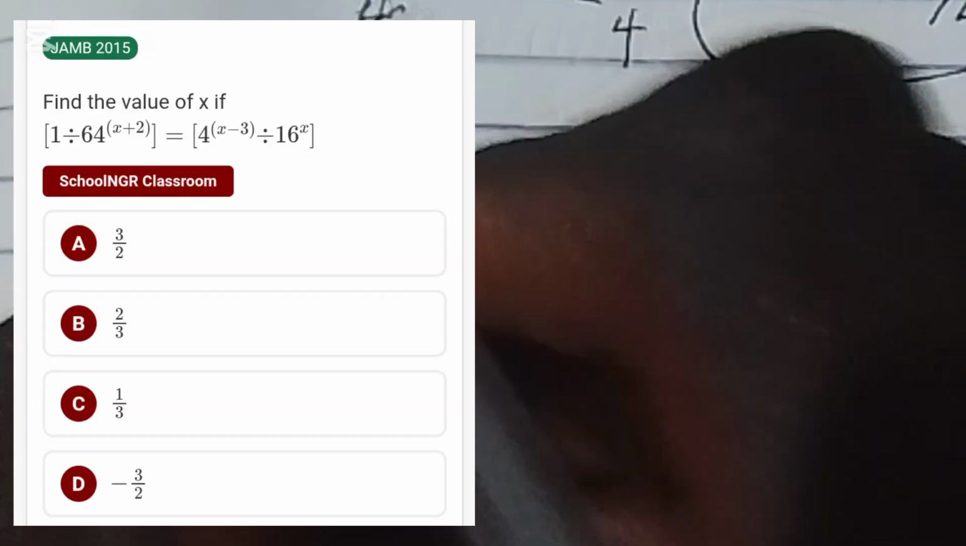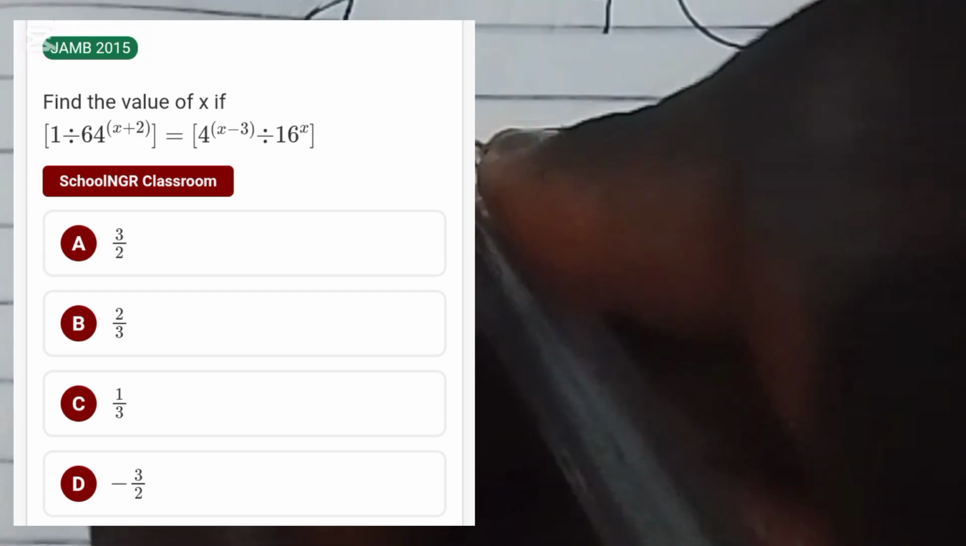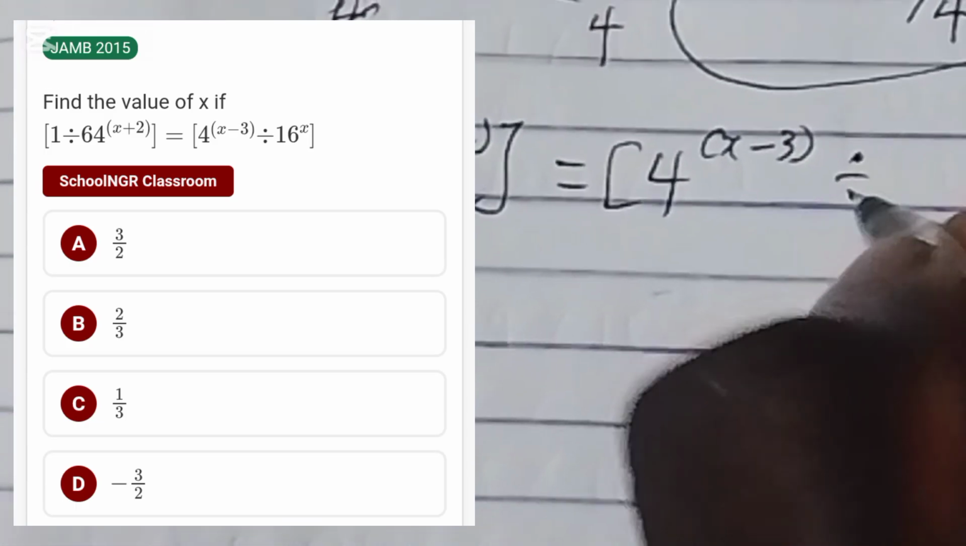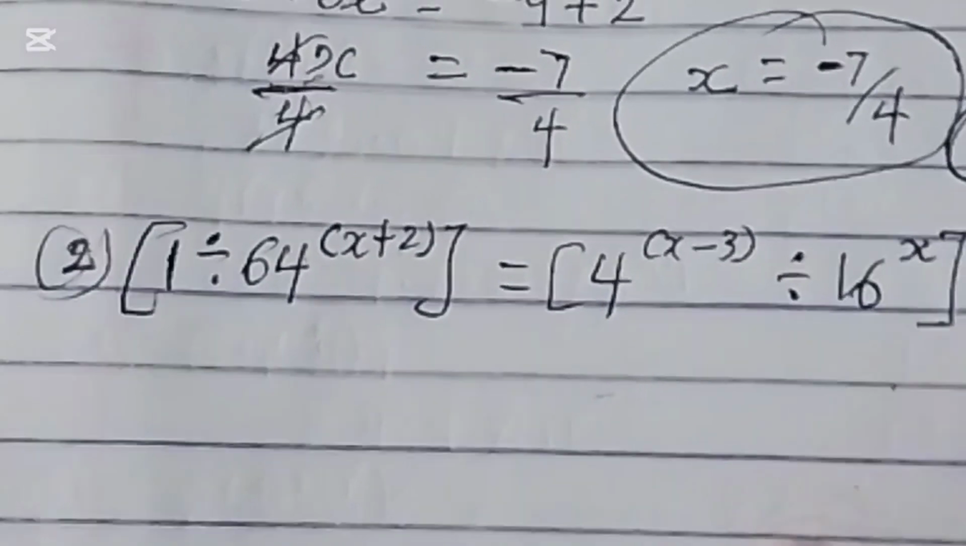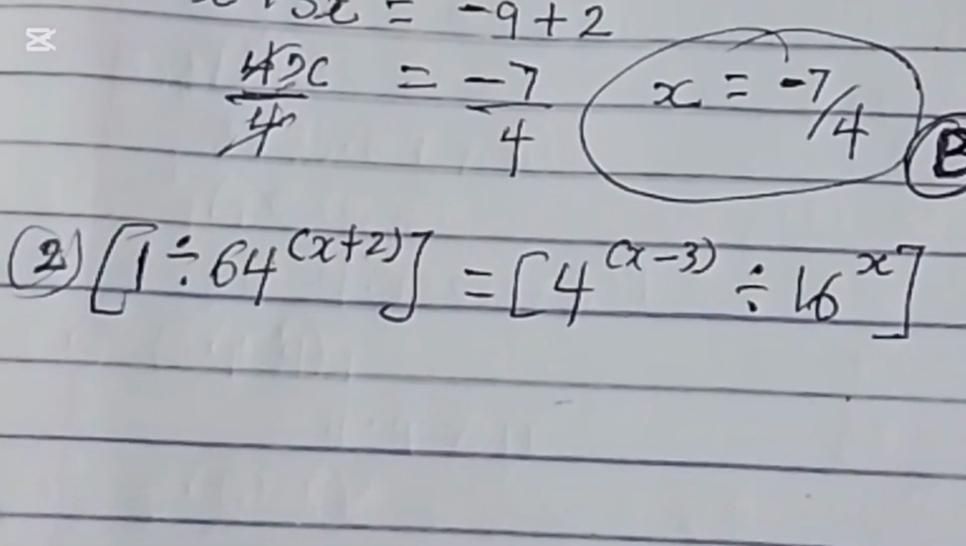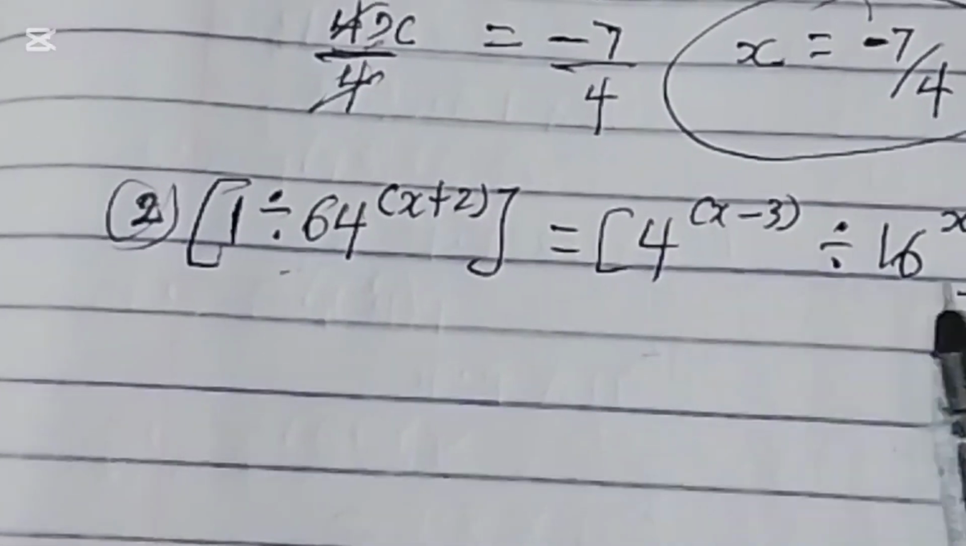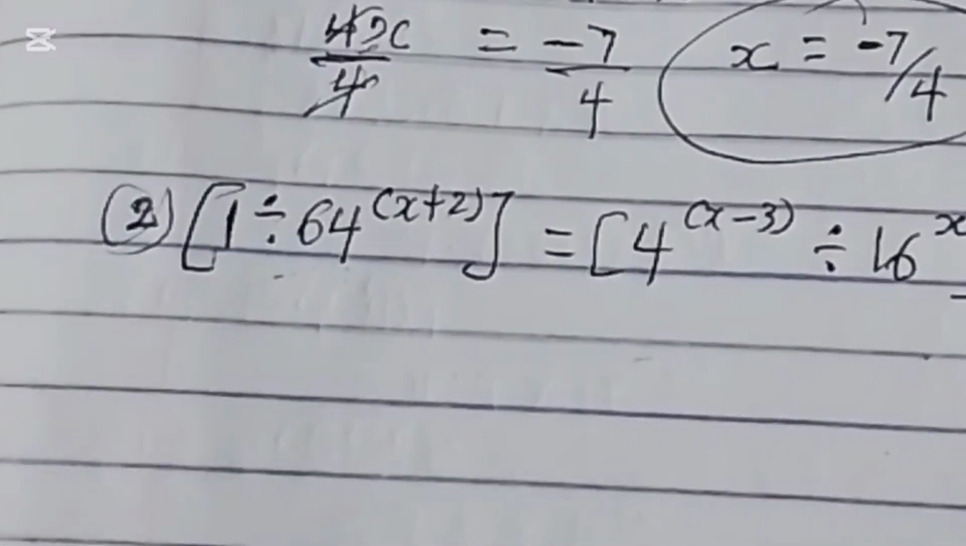The second question says, find the value of x when we have 1 divided by 64 raised to the power x plus 2 equals 4 raised to the power x minus 3 divided by 16 raised to the power x. So what they want in this question is just the value of x. Actually, if you look at this question, you see that all these are multiples of 2. So you can simply express them in 2s.